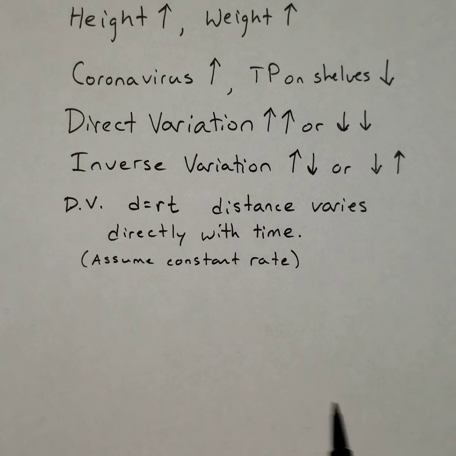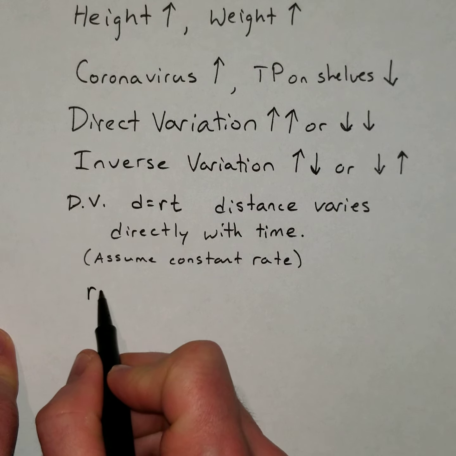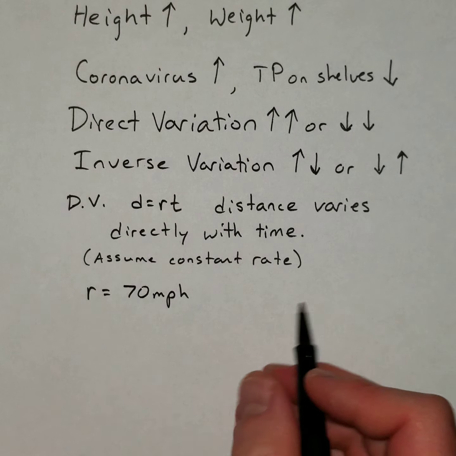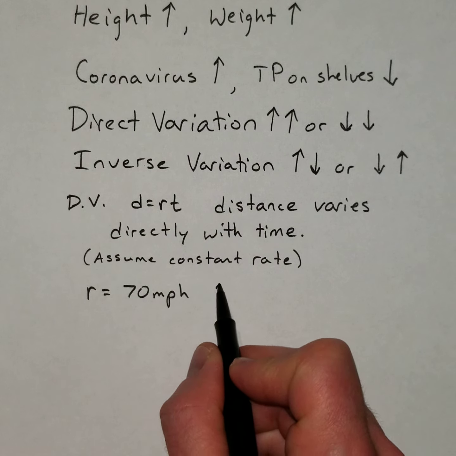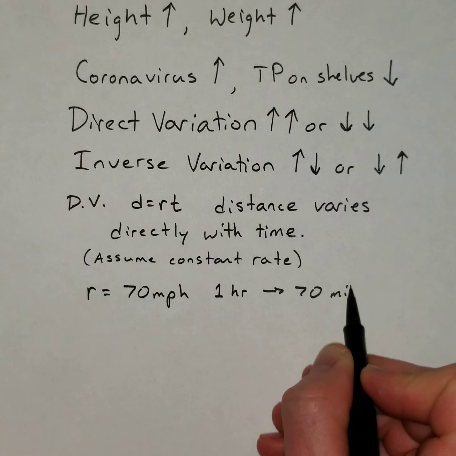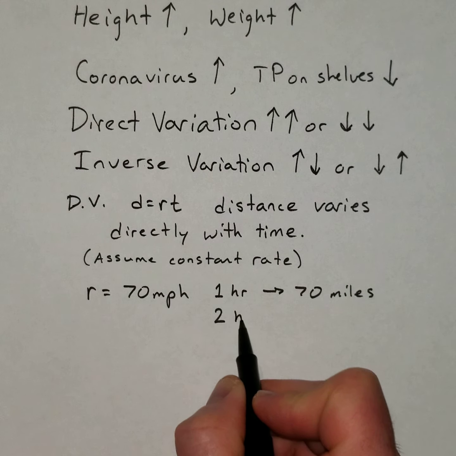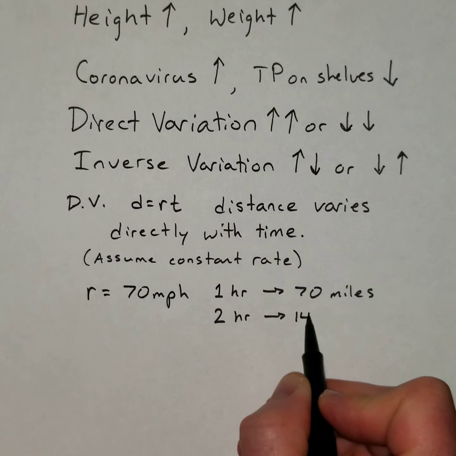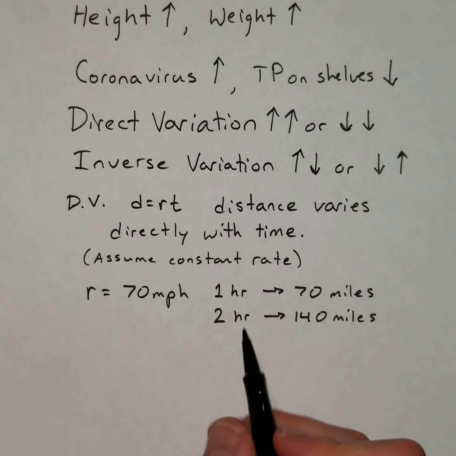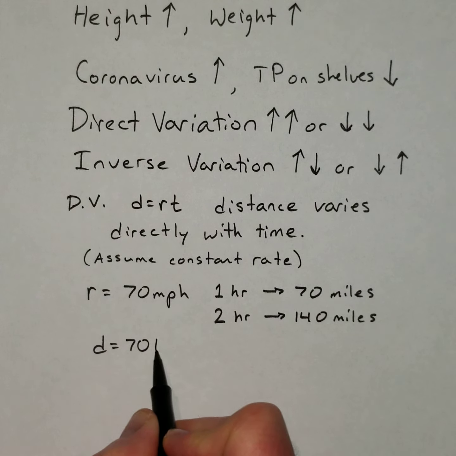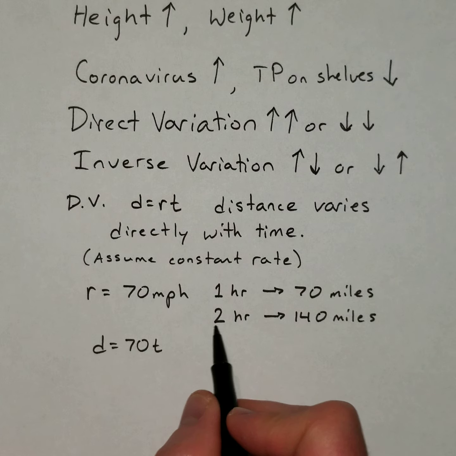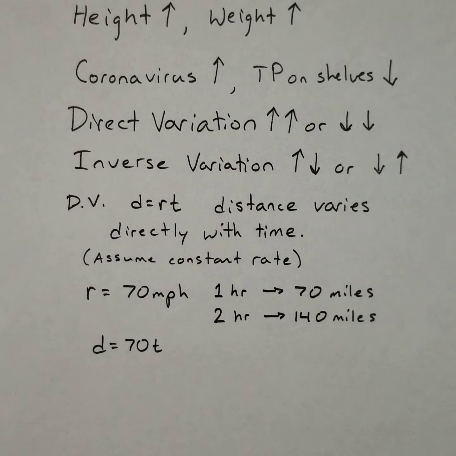All right, so I'll give you an example. Let's say we have a rate that is fixed at 70 miles per hour. Then you know that if you were to drive for 1 hour, you would travel 70 miles. And if you drove for 2 hours, you would travel 140 miles. Using this equation, you put a 70 in for the rate, d equals 70t, then you multiply by the time. 70 times 1 is 70, 70 times 2 is 140, and so forth.